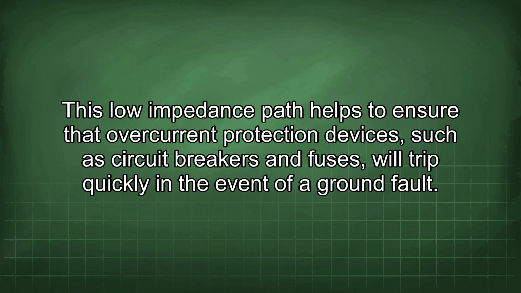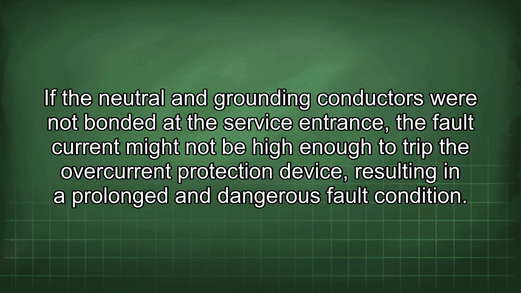This low impedance path helps to ensure that overcurrent protection devices, such as circuit breakers and fuses, will trip quickly in the event of a ground fault. If the neutral and grounding conductors were not bonded at the service entrance, the fault current might not be high enough to trip the overcurrent protection device, resulting in a prolonged and dangerous fault condition.